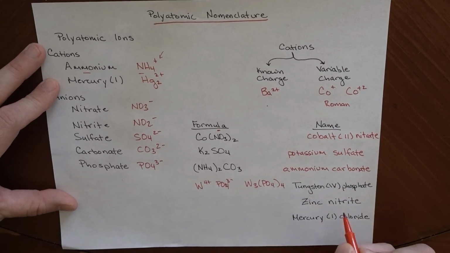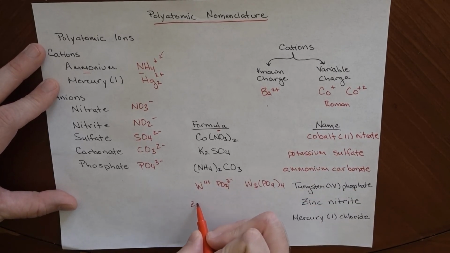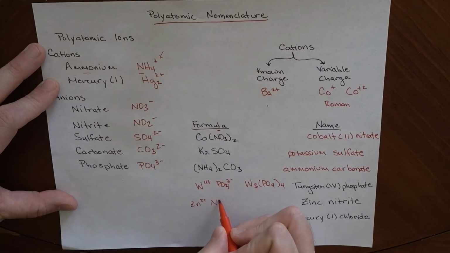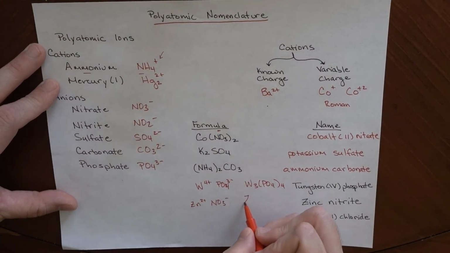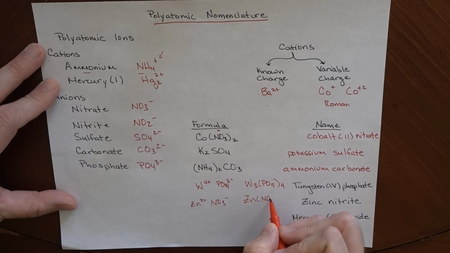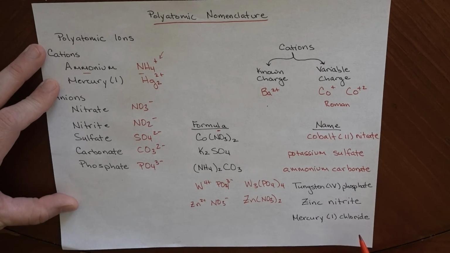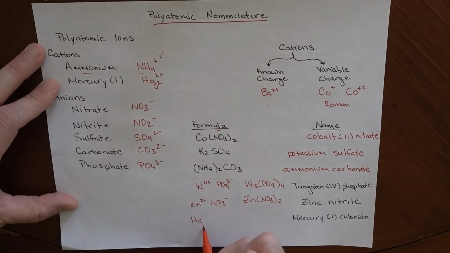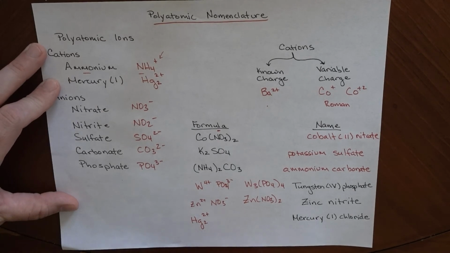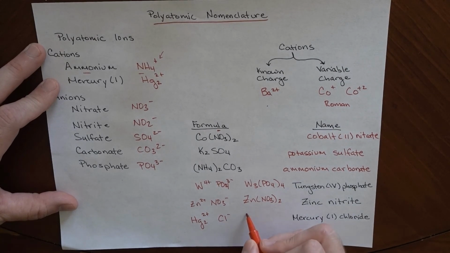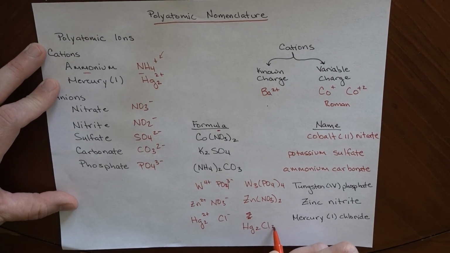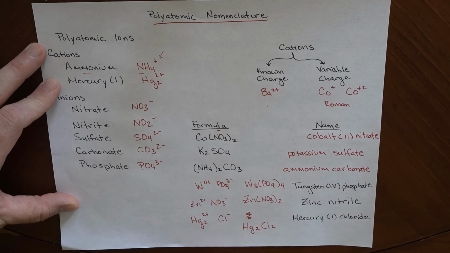Okay. Zinc nitrate. Zinc is one of those ones that always has a charge of +2. Nitrate always has a charge of -1. So Zn and then (NO3)2. Finally, mercury 1 chloride. Remember, mercury 1 is this, Hg2 2+. Okay, it's diatomic. And then chloride, Cl, is -1, so I'm going to need two of these. So Hg2Cl2. And that's how we go about naming these.